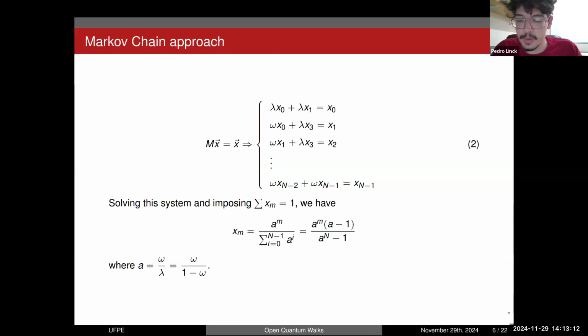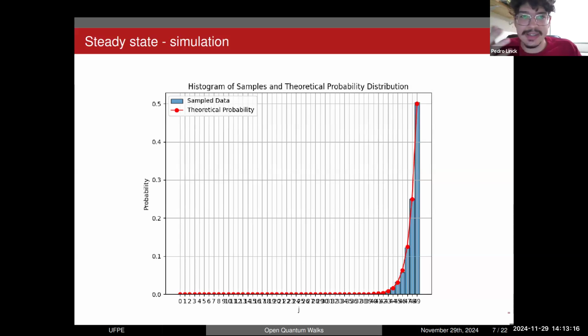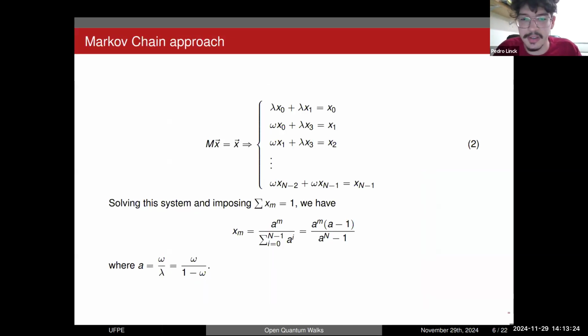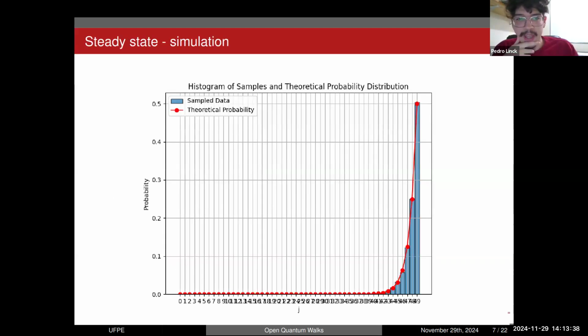And okay, for example, this is the steady state simulation. Okay, so we have something that looks like an exponential, of course. You see something like here. The parameter A, it's A to the power of m, and m is the position. So we have something like an exponential. Okay, we expect that. And this is the steady state probability.